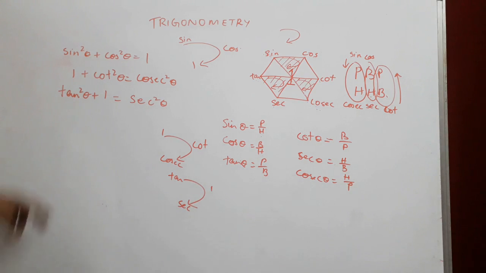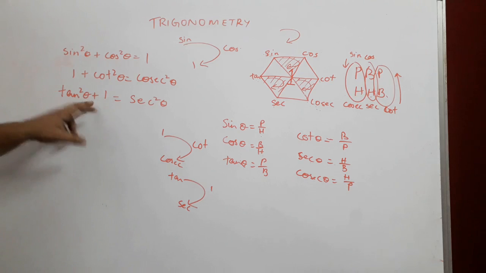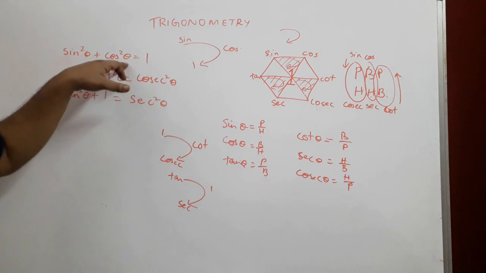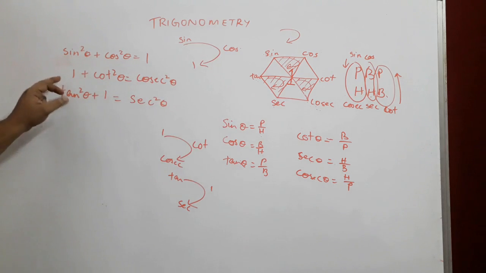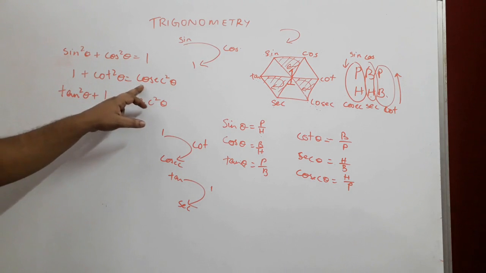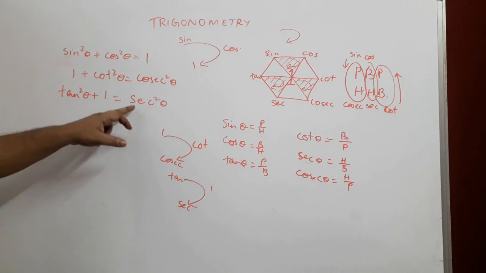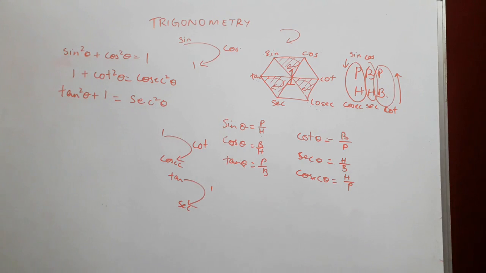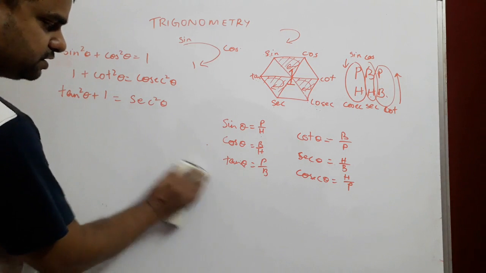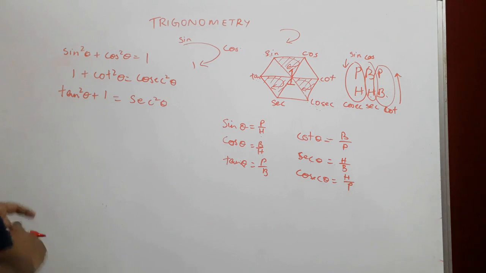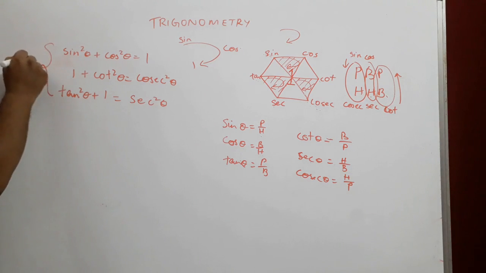All we do is get their squares added up. So sine square theta plus cos square theta gives us 1. 1 plus cot square theta gives us cosec square theta. And tan square theta plus 1 gives us sec square theta. This gives us 3 more formulas. How many more? 3 more formulas.